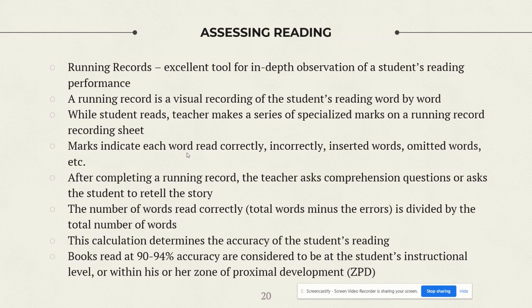So the number of words read correctly, total words minus the errors, is divided by the total number of words, and then this becomes the student's accuracy level. Books read at 90 to 94% accuracy are considered to be at the student's instructional level or within the zone of proximal development.